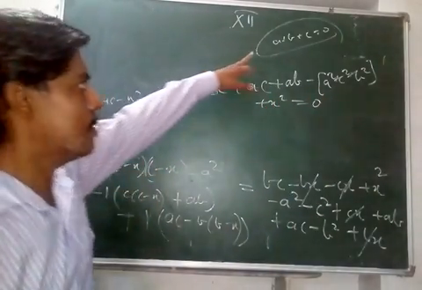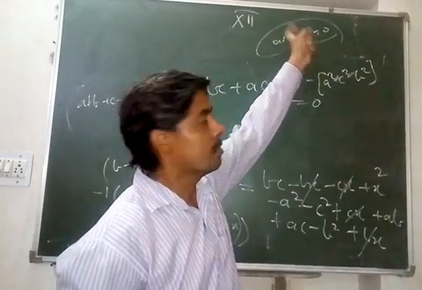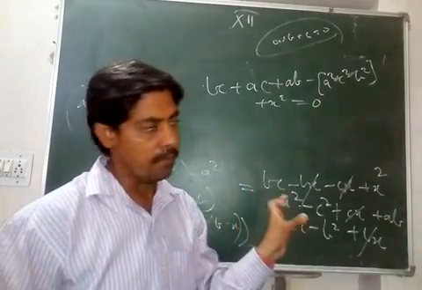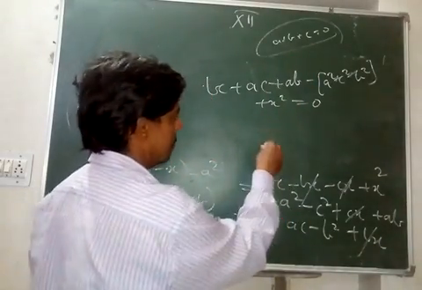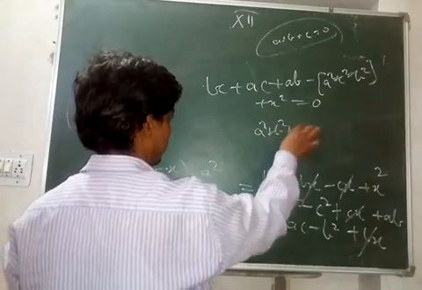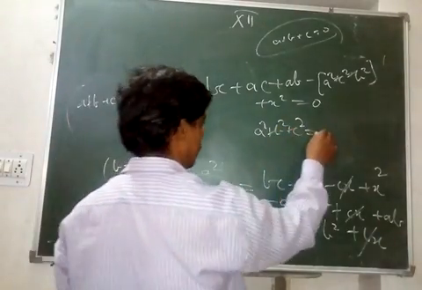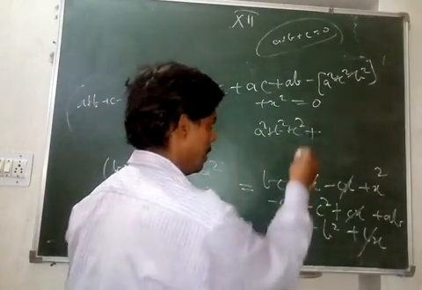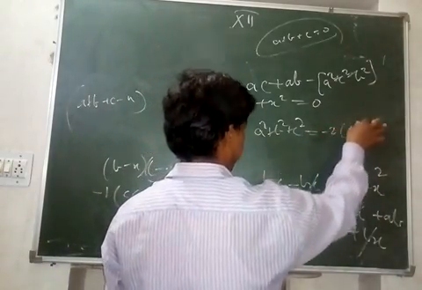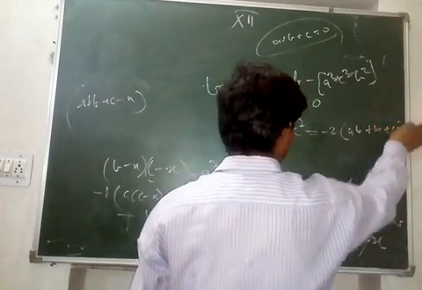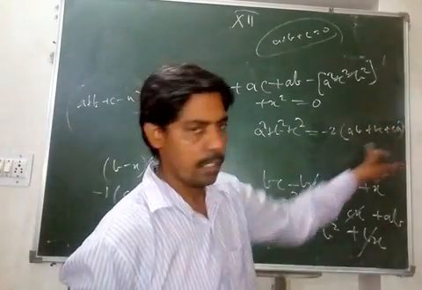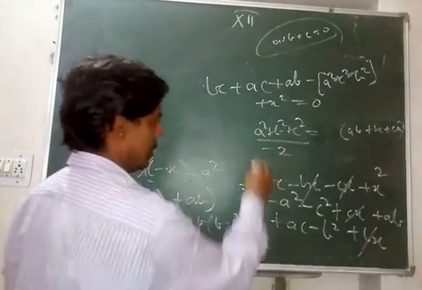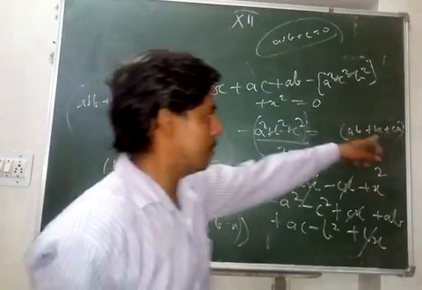Now if a plus b plus c is 0, this is given to us, we will use this here. If a plus b plus c is 0, then squaring this, you will get a square plus b square plus c square plus 2ab plus 2bc plus 2ca equal to 0. I am taking it that side, so minus 2 times ab plus bc plus ca. So we can now divide by minus 2 here, and we get the value of ab plus bc plus ca.